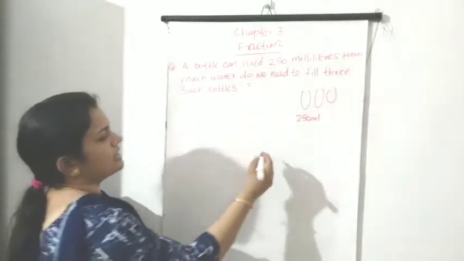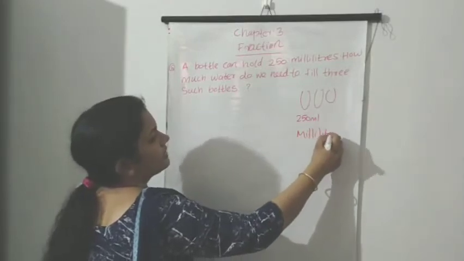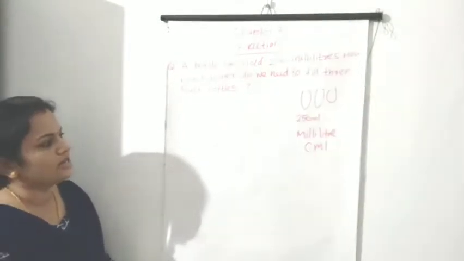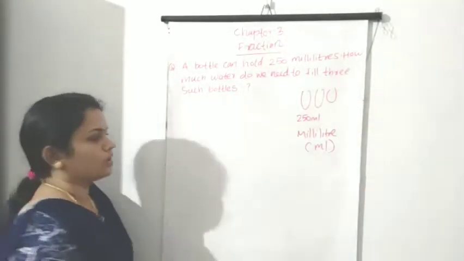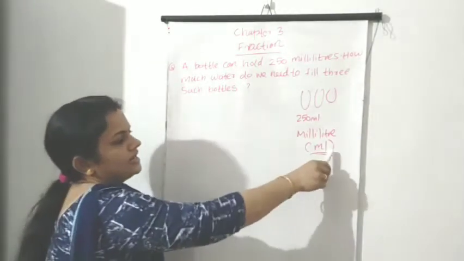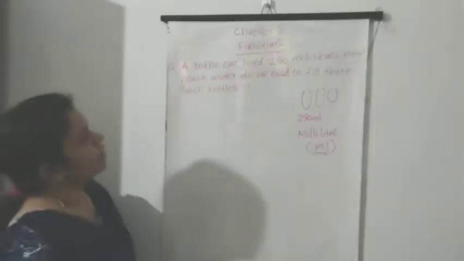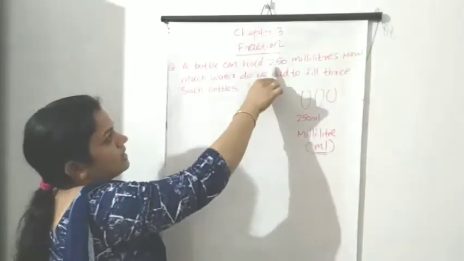Okay, this milliliter, thus we can write ml. The short form of milliliter is ml. So now we are using this ml only. This reads milliliter, ml. It's a short form of milliliter. So here we are discussing the 3 bottles. How much water can one hold?